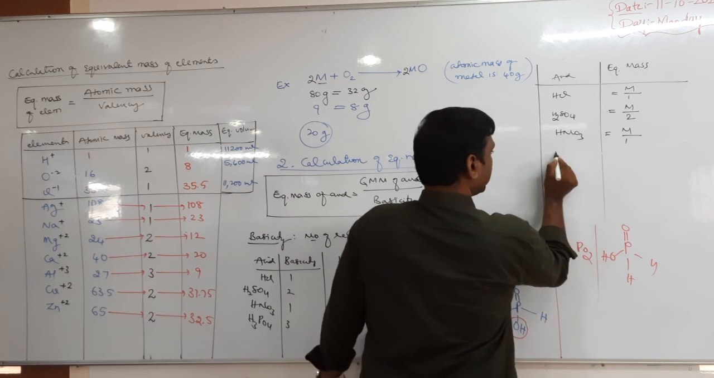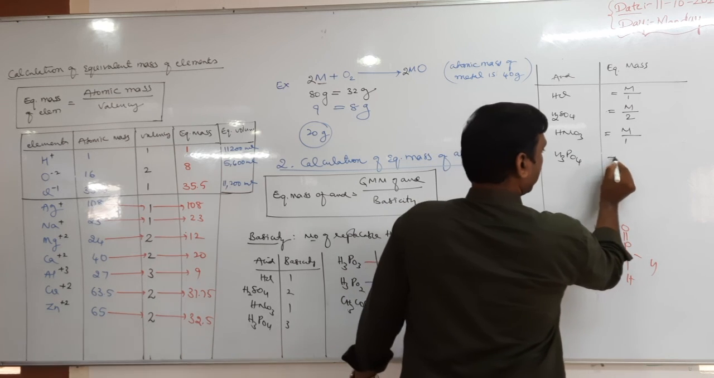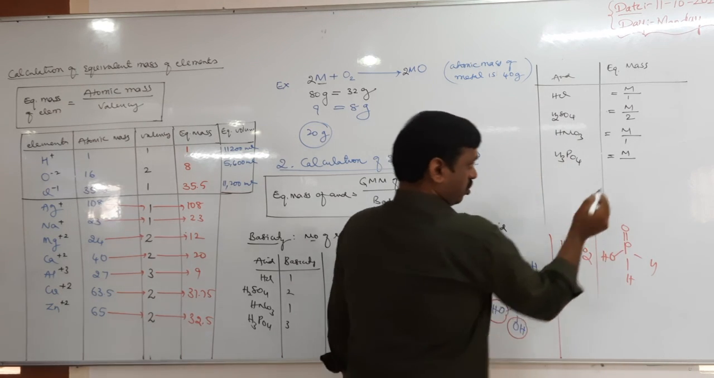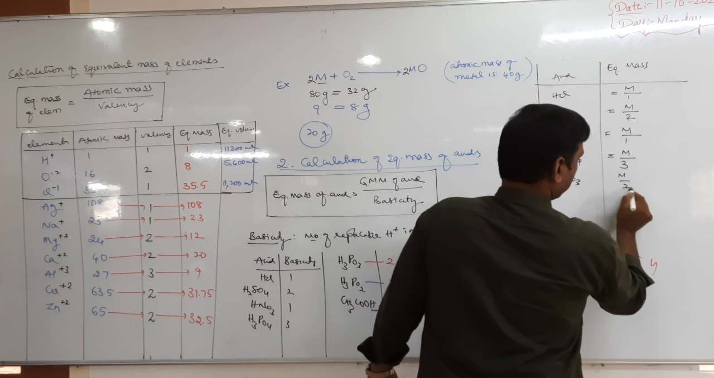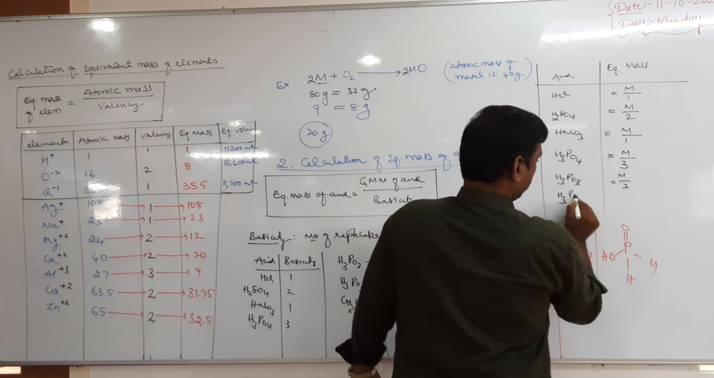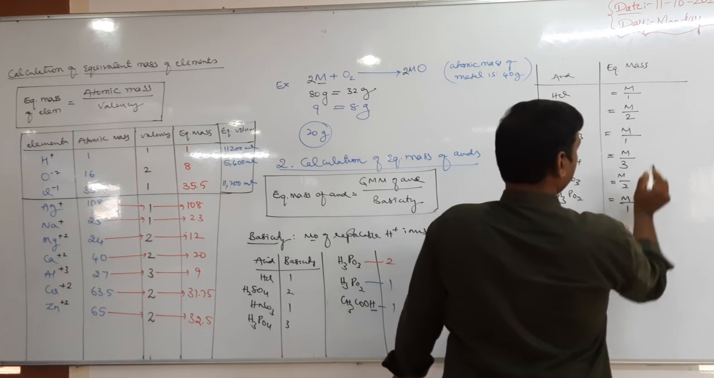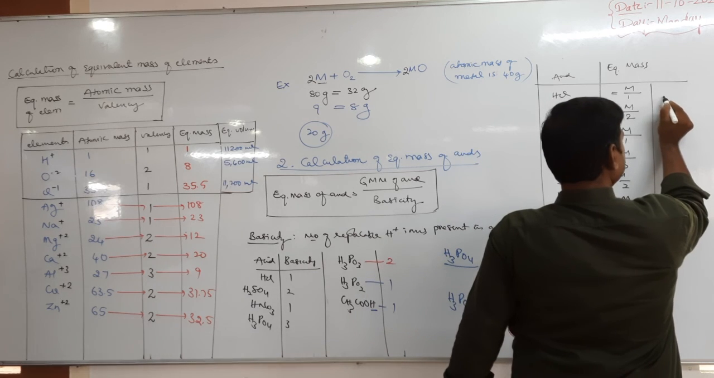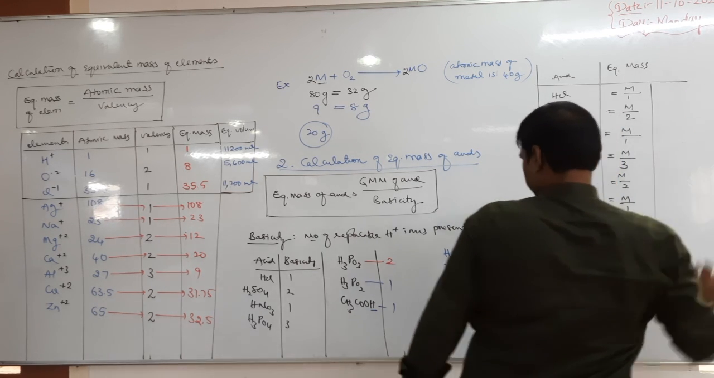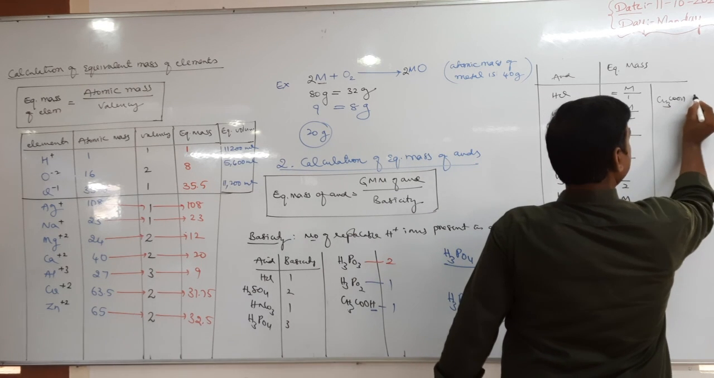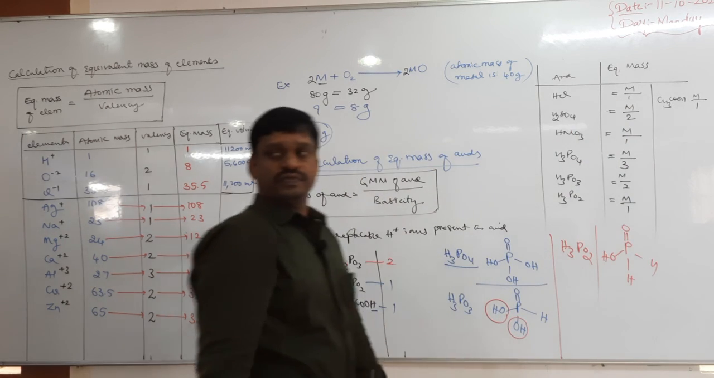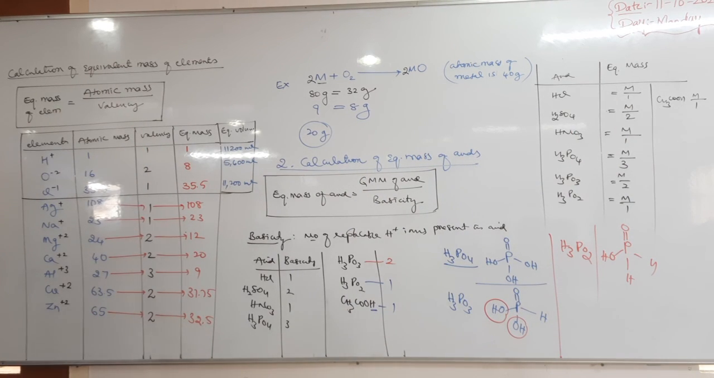Next, H3PO4. Molecular mass is M, so M by 3. Next, H3PO3, M by 2. H3PO2, M by 1. Next, CH3COOH, it is M by 1. So in this way, where M is the molecular mass of acid.